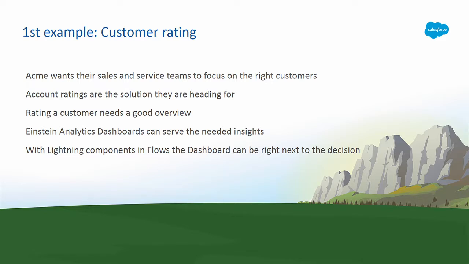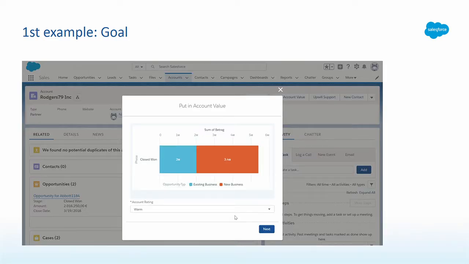We have Acme, and Acme wants their sales and service teams focusing on the right customers. The solution they're heading for is an account rating system, and to actually implement that, we need a really good overview of the customer. So we're using Einstein Analytics dashboards to serve the users the insights they need. And with Lightning components and flows, the dashboard can be right next to the decision.